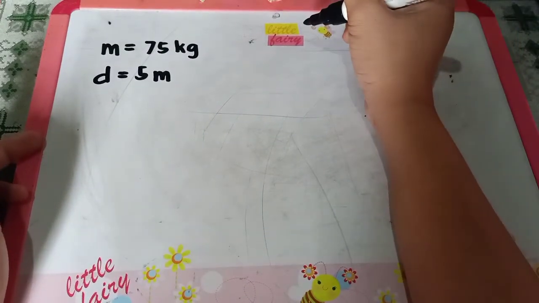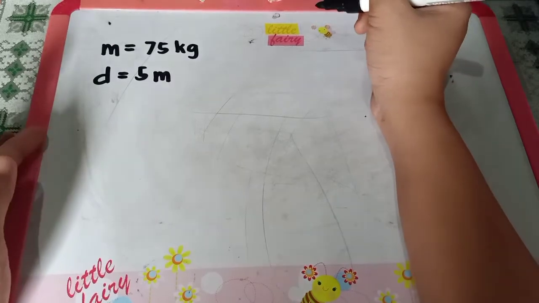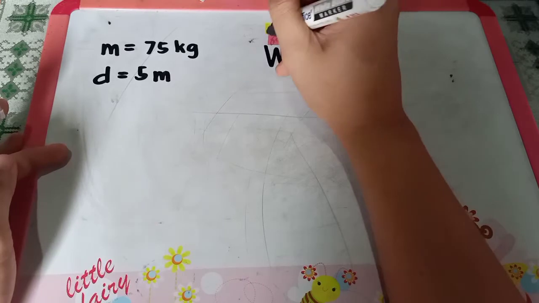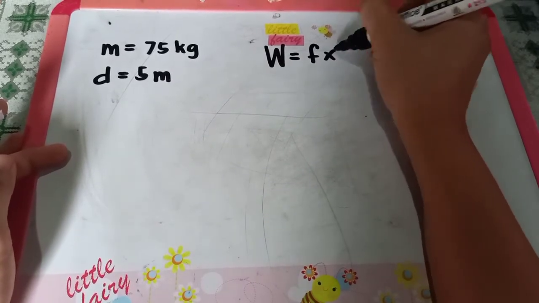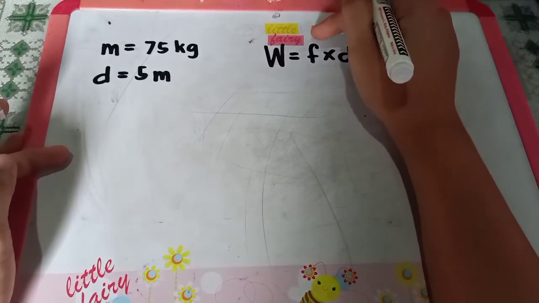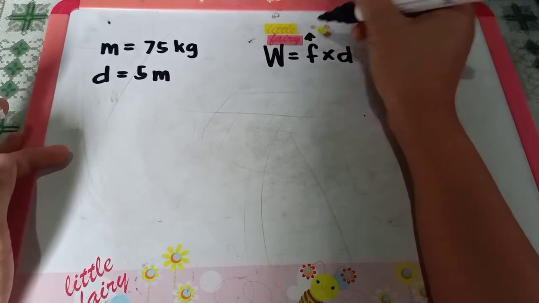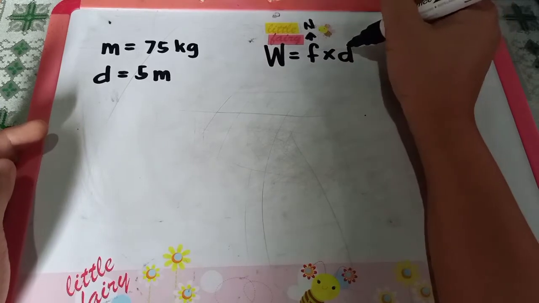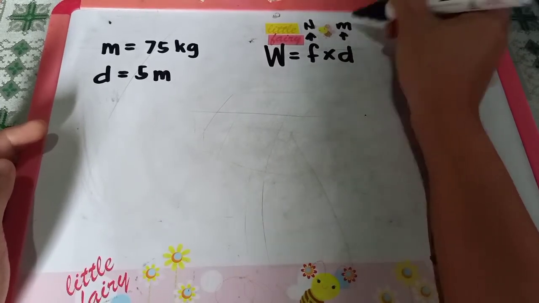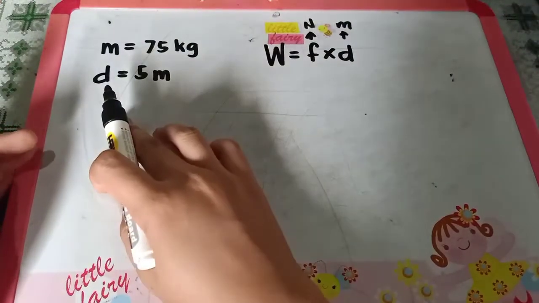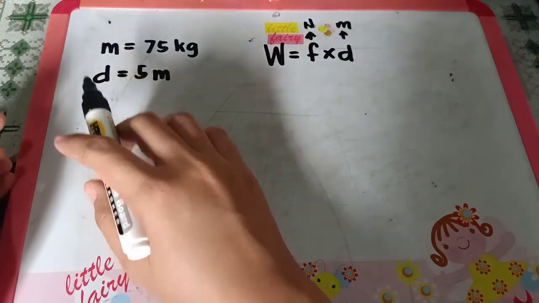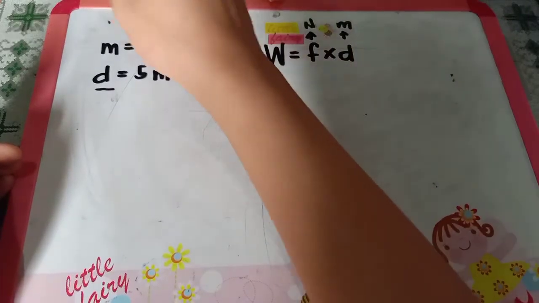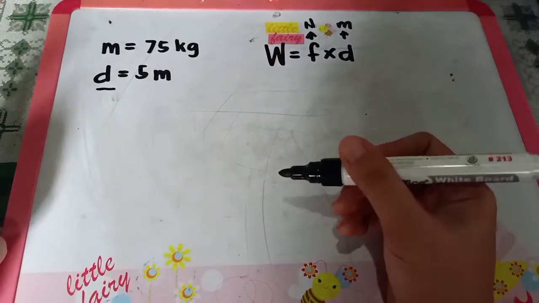If you've watched the first video or part 1 of this video, you will know that the equation for work is force times displacement, where the unit of measurement of F is in newtons, and for the displacement we have meters. Okay, going back to the given, you notice that only the displacement is given and there is no force here. So what will you do first?